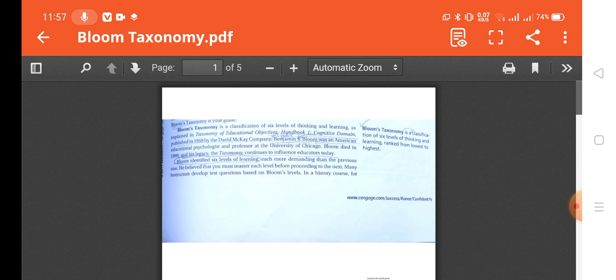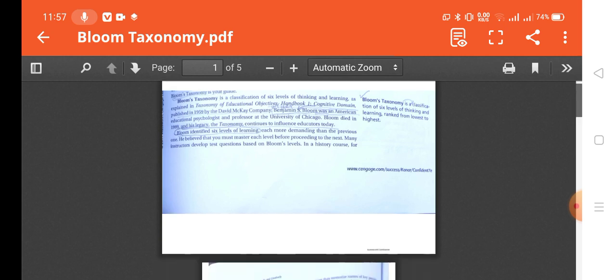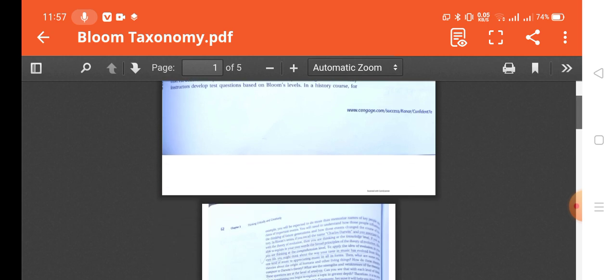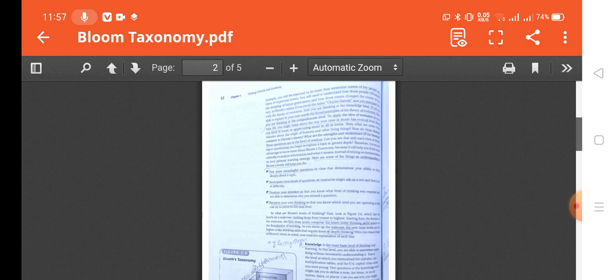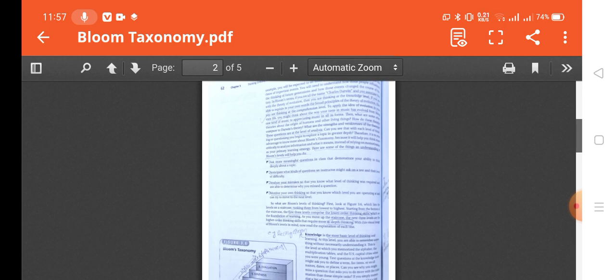It was formed or invented by B. S. Bloom, who was an American educationalist, psychologist and professor at the University of Chicago. And yes, this taxonomy, Bloom's taxonomy, is his legacy that is still used by educationalists and studied by students across the world. And let's see the advantages of this Bloom's taxonomy.